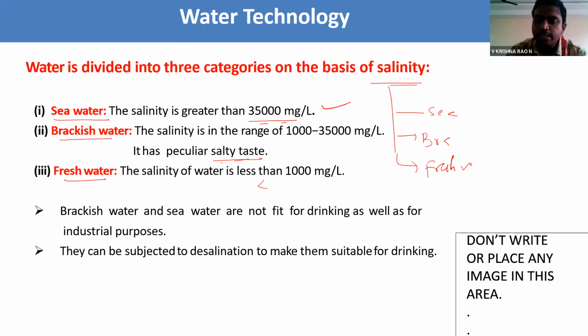Brackish water and sea water are not fit for drinking, nor for industrial purposes. So sea water and brackish water are subjected to desalination to make them suitable for drinking, because they are not suitable as they are. We do desalination for brackish water and sea water, so that the unsuitable water becomes suitable for drinking.